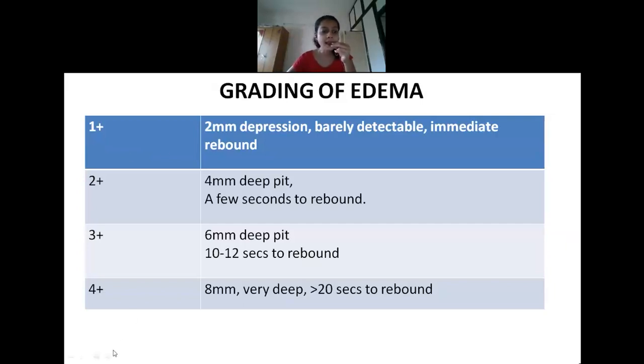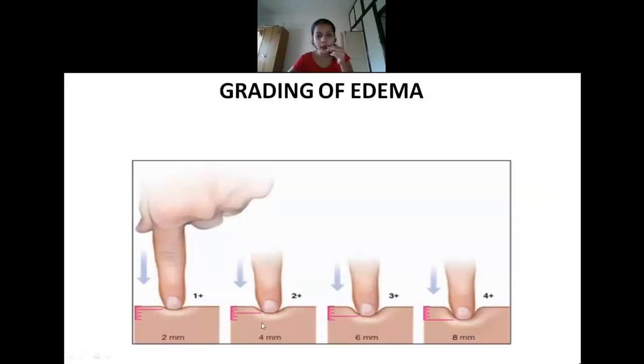So this is the grading. You will just have to learn this table. Remember the table. You will have to actually make the indentation, and then measure how deep it has gone. So this is 2 mm, this is 4 mm, then 6 mm, that much you have to measure, then 8 mm.